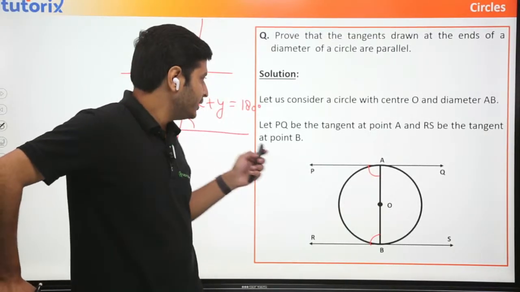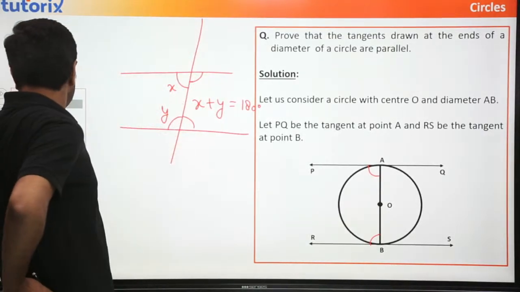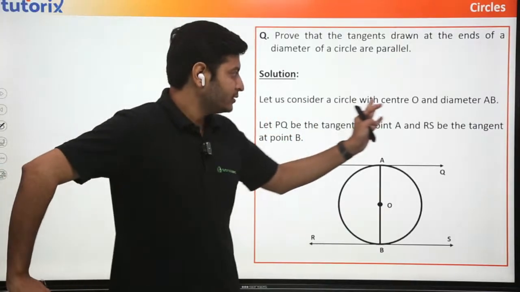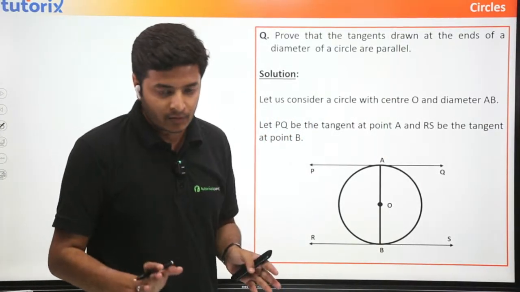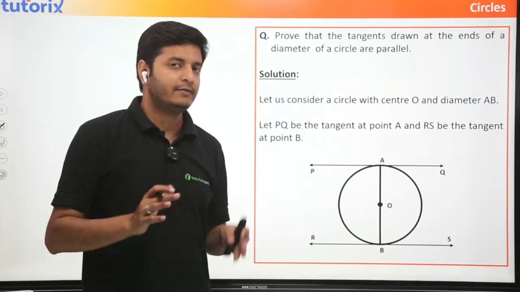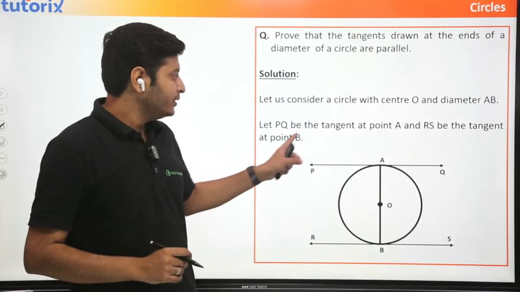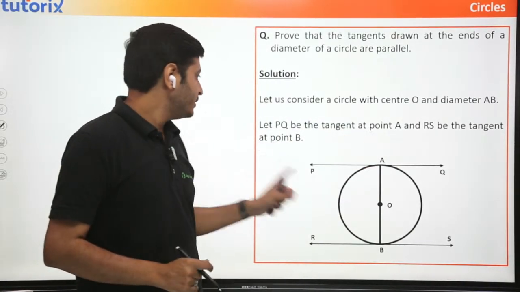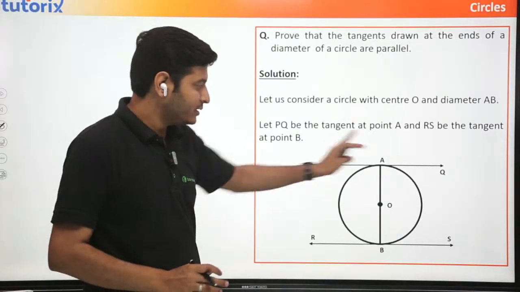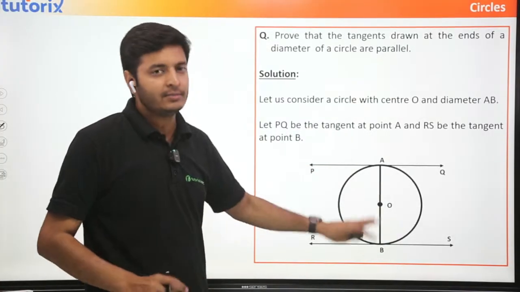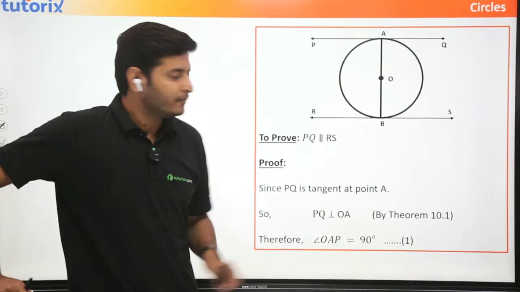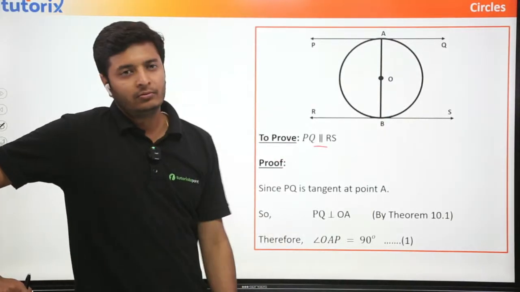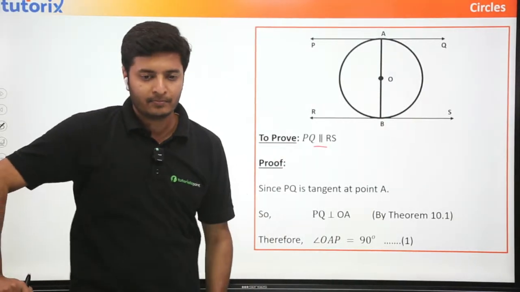Let's see how we are doing this here. Let us consider a circle with center O and diameter AB. First, you need to write everything. If you want full marks, you need to write everything. Let PQ be the tangent at point A and RS be the tangent at point B. This is the image. You are describing this figure only. Now, we need to prove that PQ is parallel to RS.